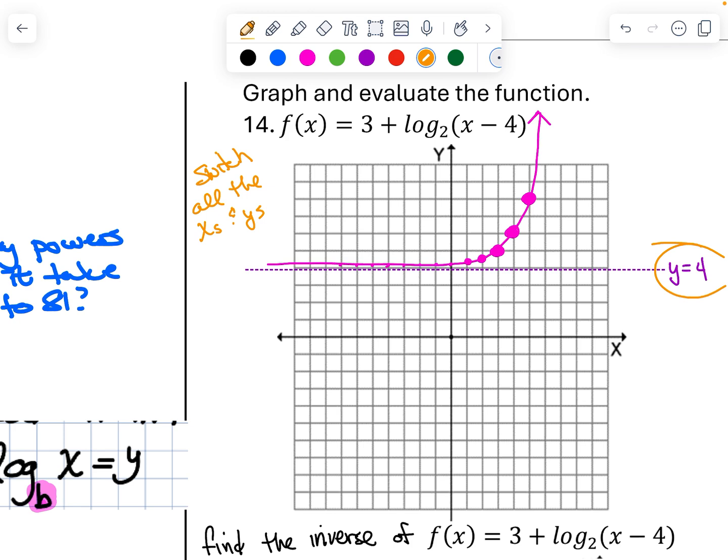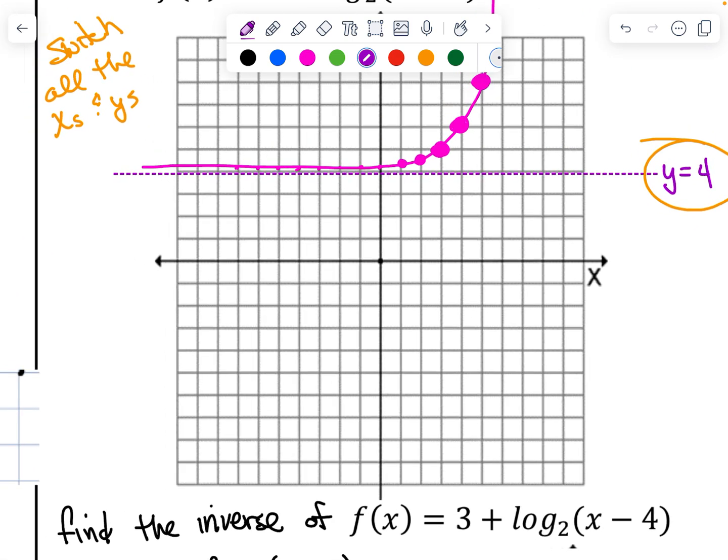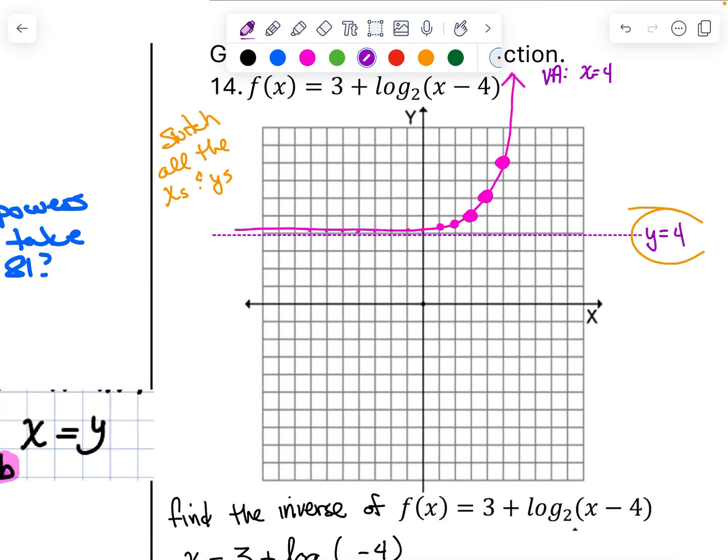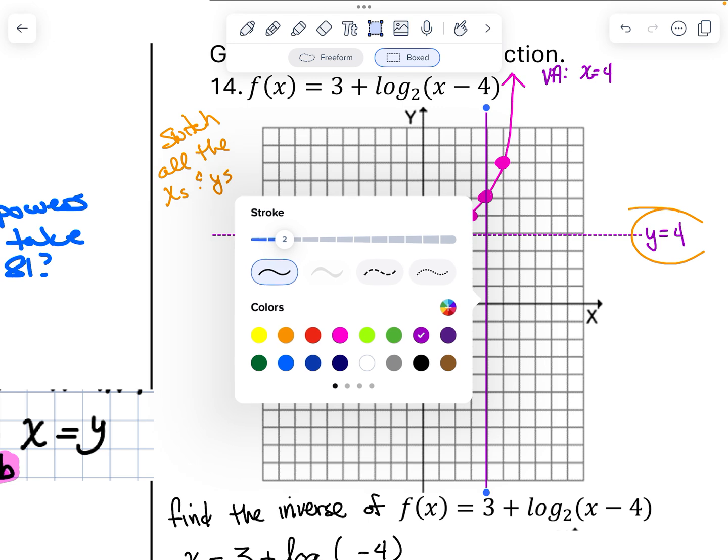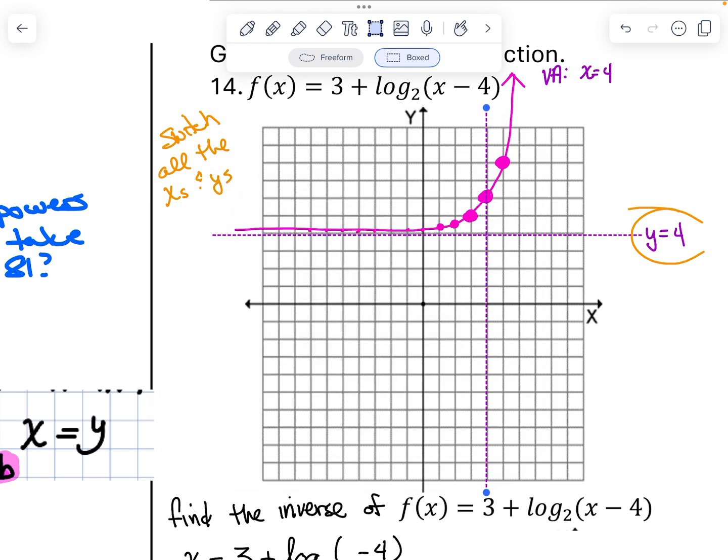If we switch the x and y, that now says x equals 4. If that now says x equals 4, the vertical asymptote is x equals 4. So we're going to put in the vertical asymptote of x equals 4. 1, 2, 3, 4. The vertical asymptote of the logarithm is this line right here. That line is the line x equals 4. Why did it switch from y equals 4 to x equals 4? Because it's an inverse. And inverses switch x's and y's.